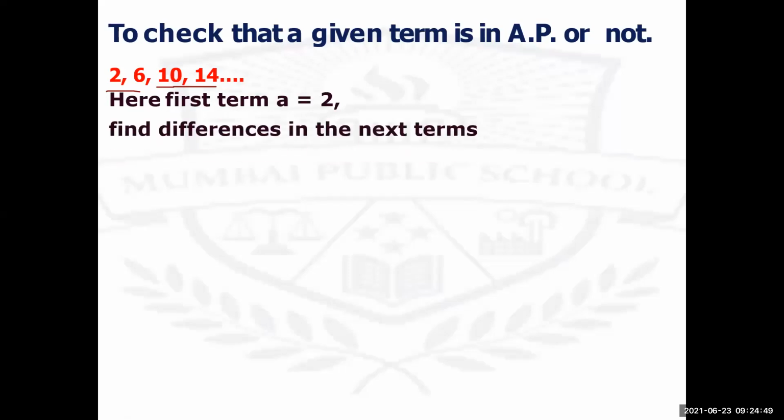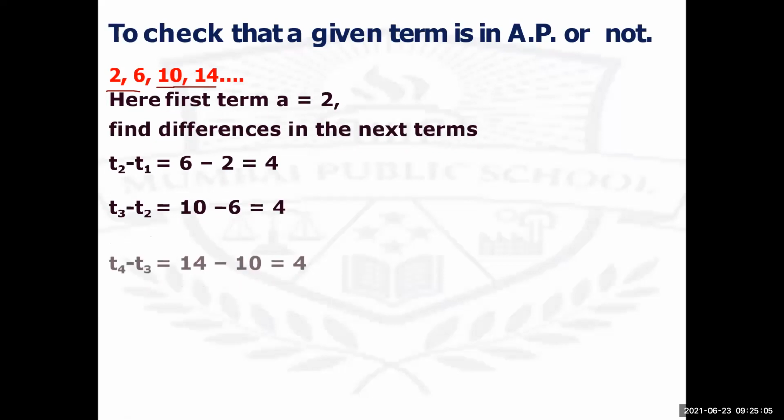Find the differences in the next terms. T2 minus T1, understand? So it is 6 minus 2, which is equal to 4. T3 minus T2, 10 minus 6, that is equal to 4. T4 minus T3, that is equal to 14 minus 10, which is equal to 4.